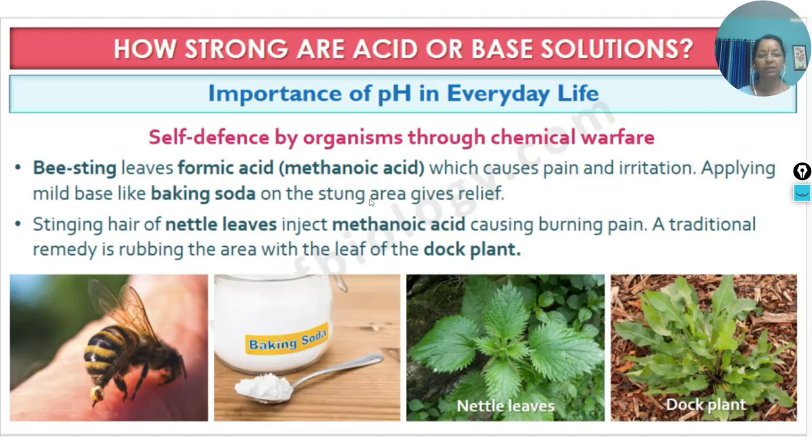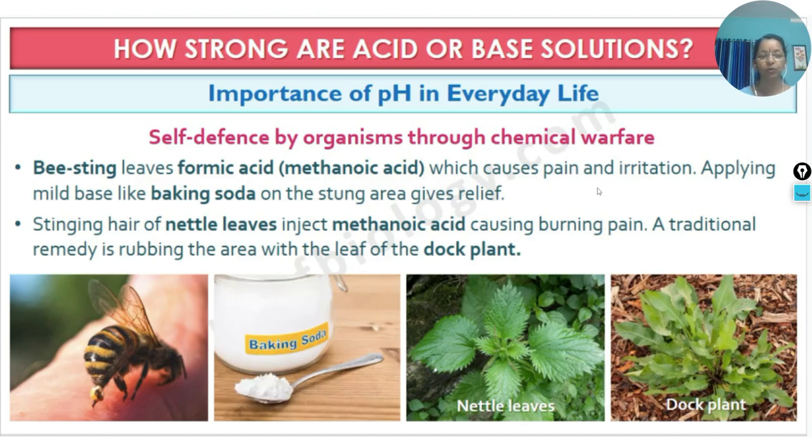Then self-defense by organisms through chemical warfare. It is showing animals and plants which defend themselves by stinging us. For example, a bee or wasp stings us. What it is doing? It is injecting formic acid or methanoic acid into our body, causing pain and irritation.